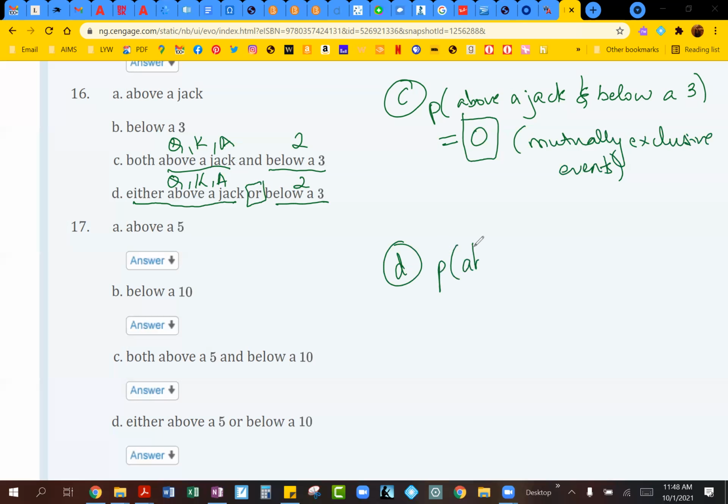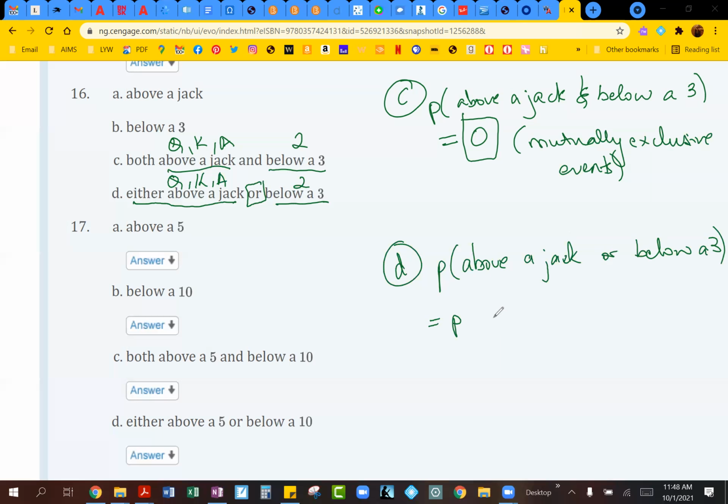So again, take a minute, and it's okay if the answer is incorrect, because what we are trying to do is make sure we understand the difference between the terminologies. So they're basically saying if the card is above a jack, and how do I want to write this?